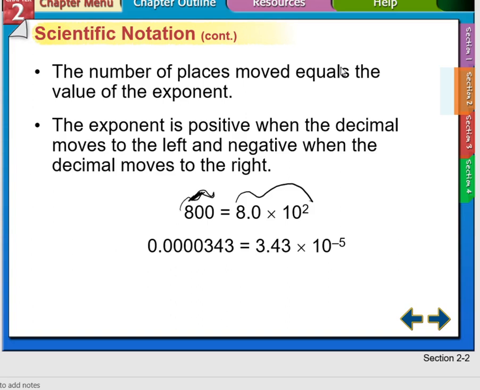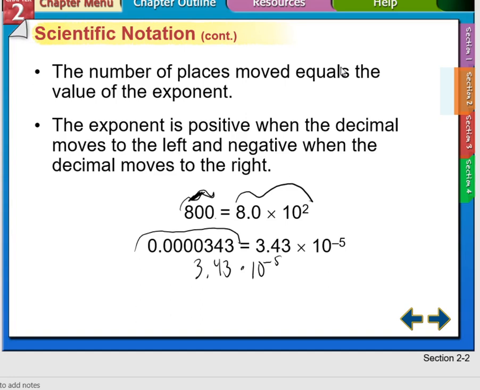Same here. 1, 2, 3, 4, 5 places to the right. And you made this number, if you move this to 3.43, you made this number a lot larger. You're going to have to multiply by 10 to a negative power to move it back to represent the same number. Remember, scientific notation is representing the same number just in a different format. So this is scientific notation. If you multiply it on your calculator, you will get this same number.